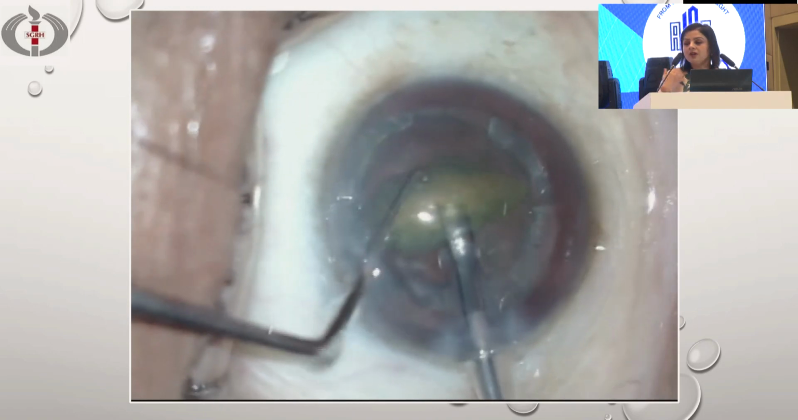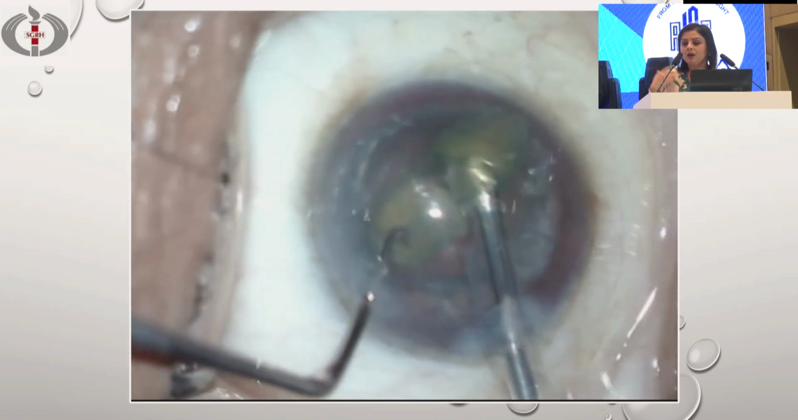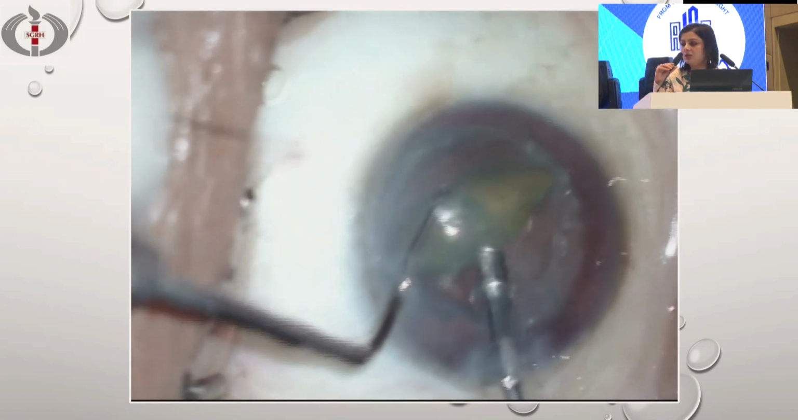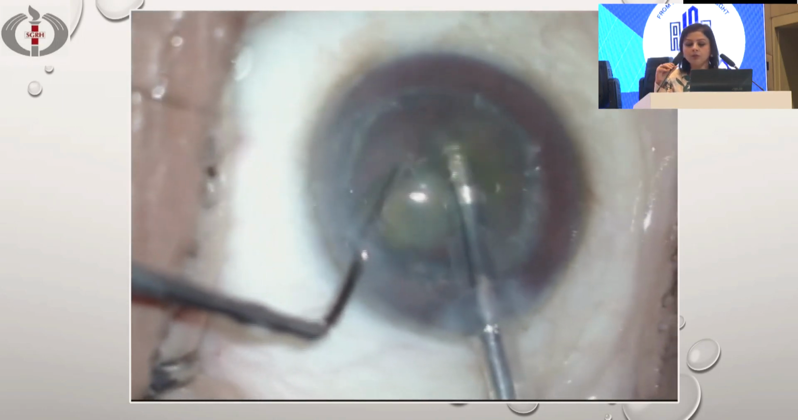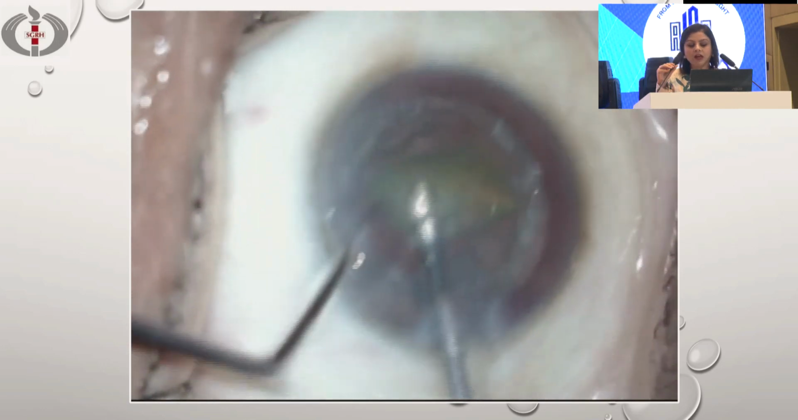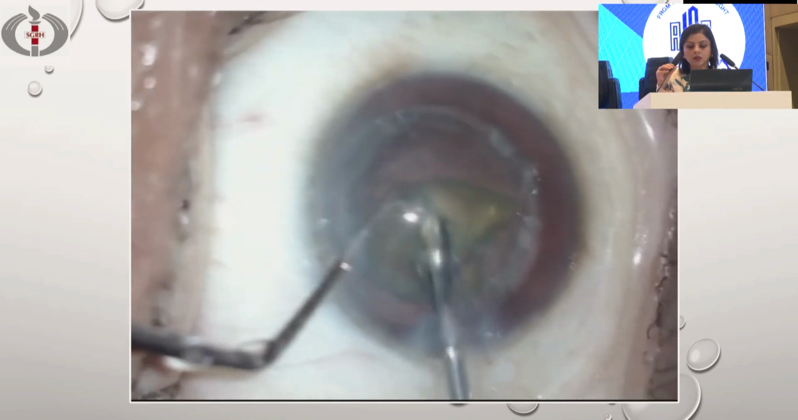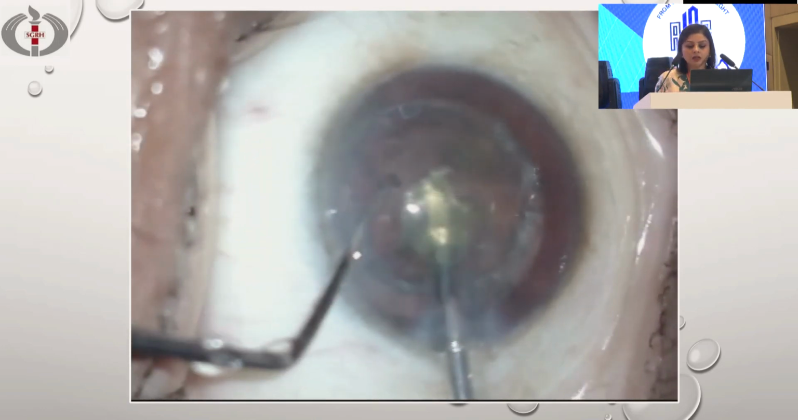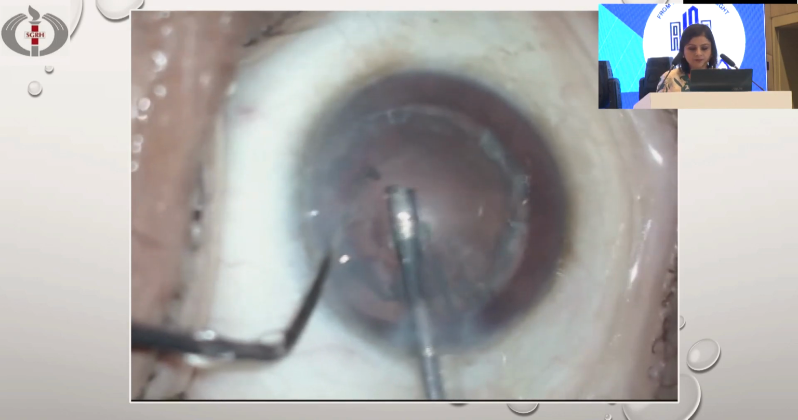Because we have removed the anterior epinucleus, this maneuver becomes very easy. If the anterior epinucleus was sticking to the nucleus, we would find this a little bit more difficult. And we can go ahead and then emulsify this nucleus with ease. So this is the second technique that we can employ for these cases.